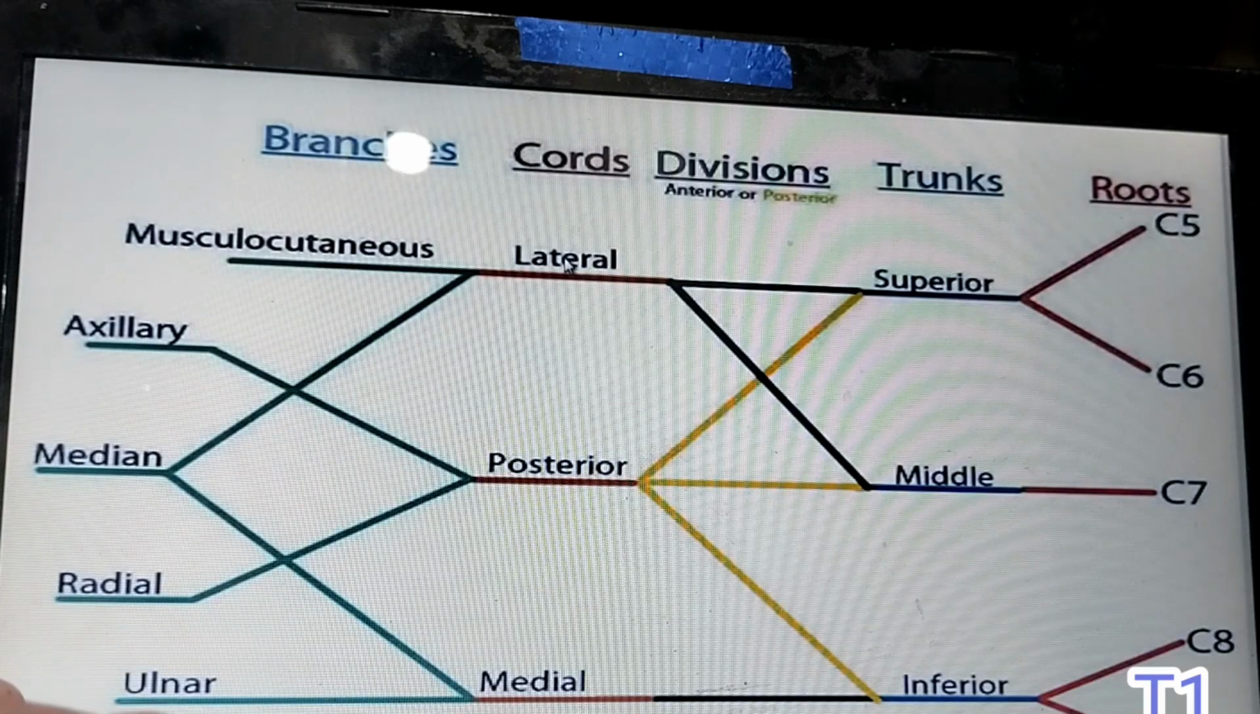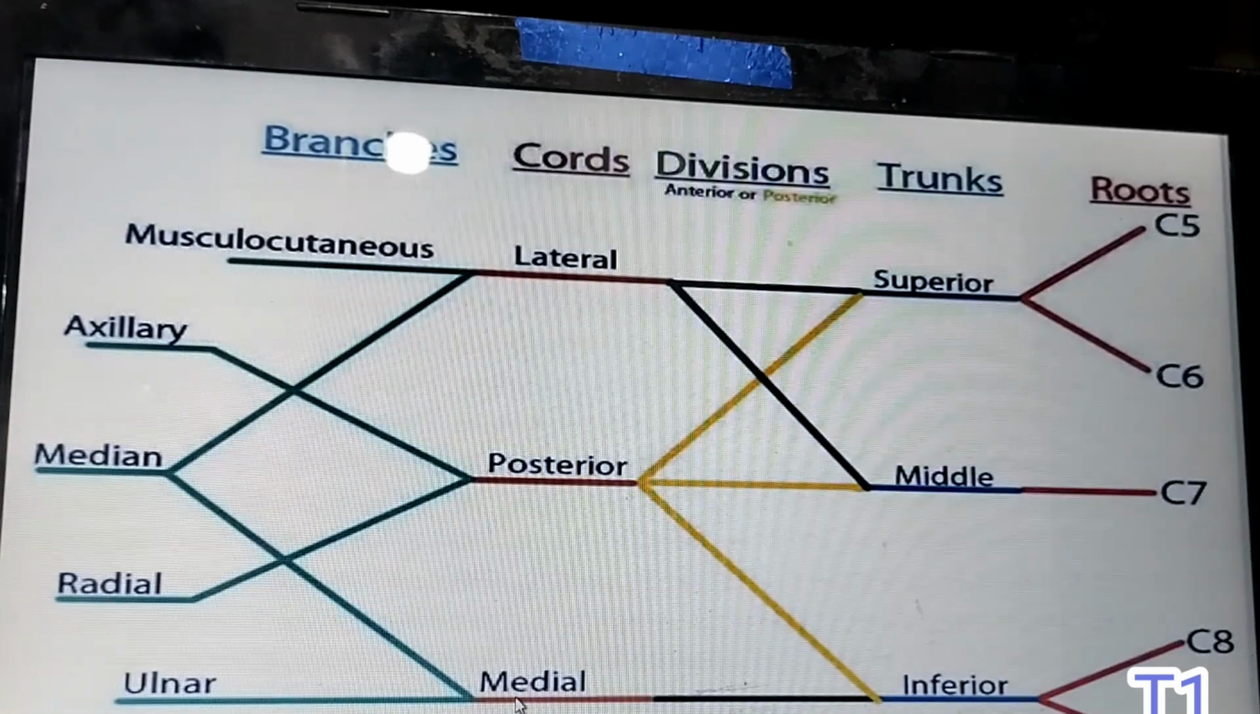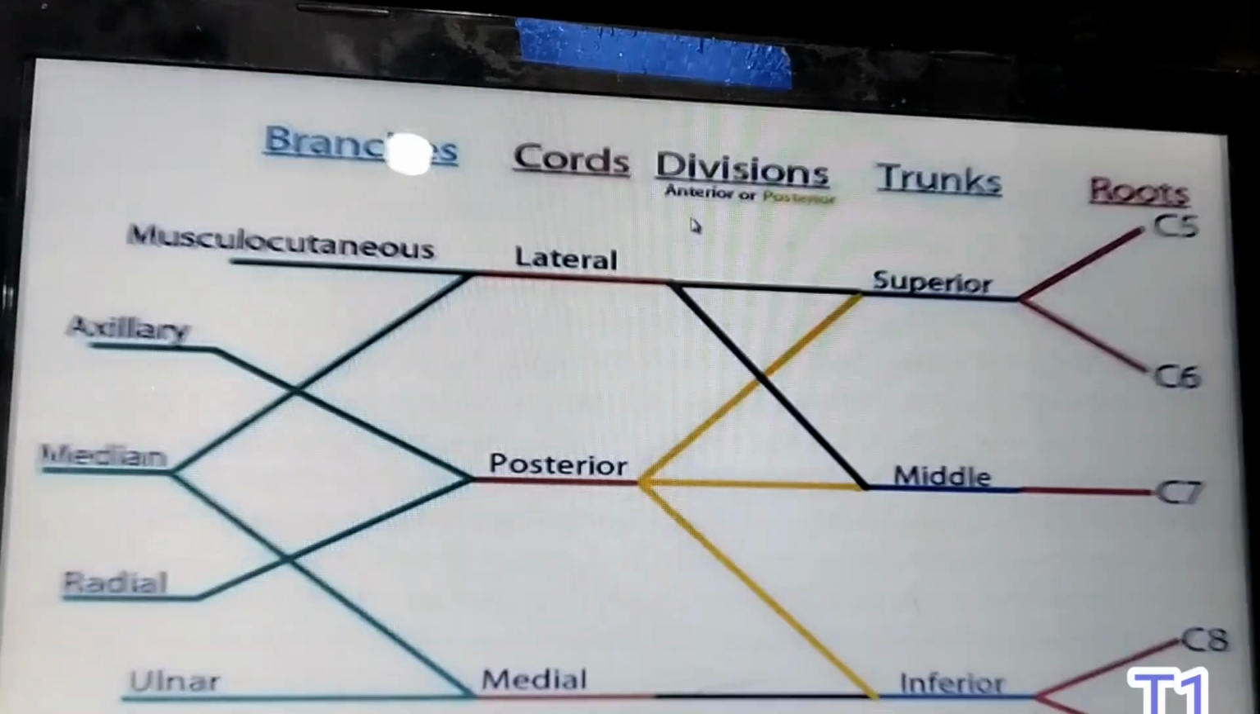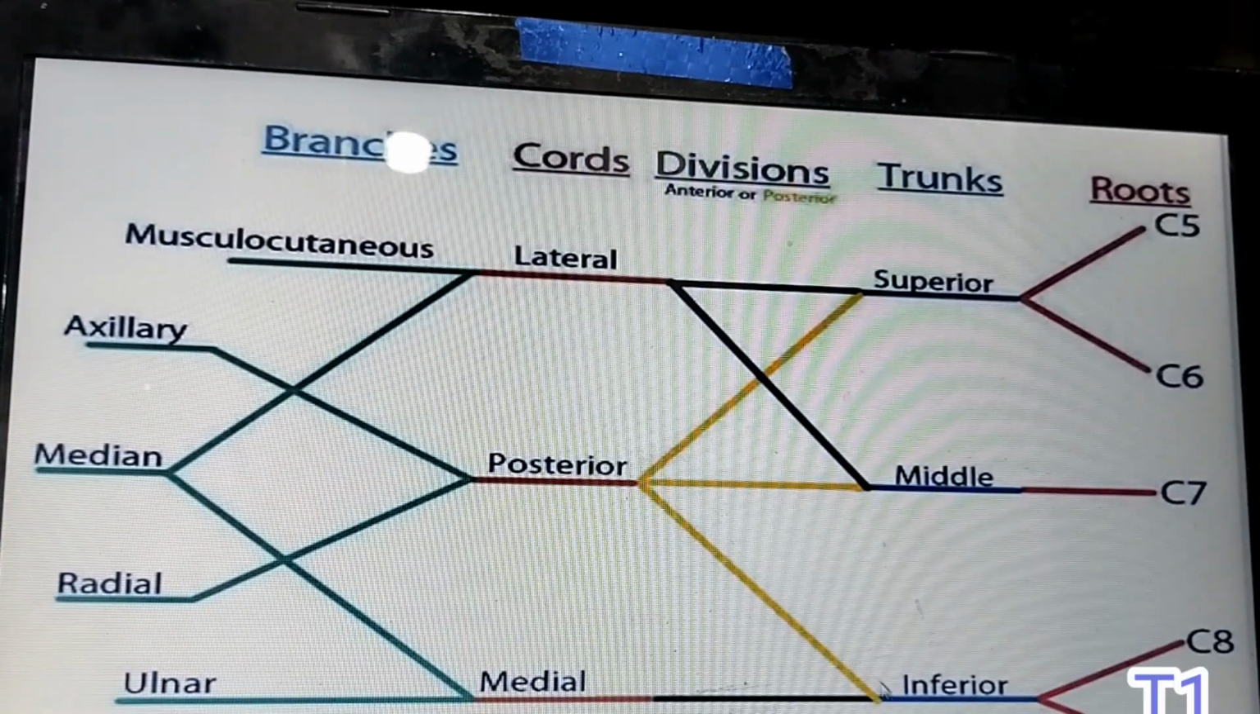The chords. The lateral chord comes from the anterior division of superior and the middle trunk. Posterior chord comes from posterior division of superior and middle and inferior trunks. Finally, medial cord comes from anterior division of inferior trunk.